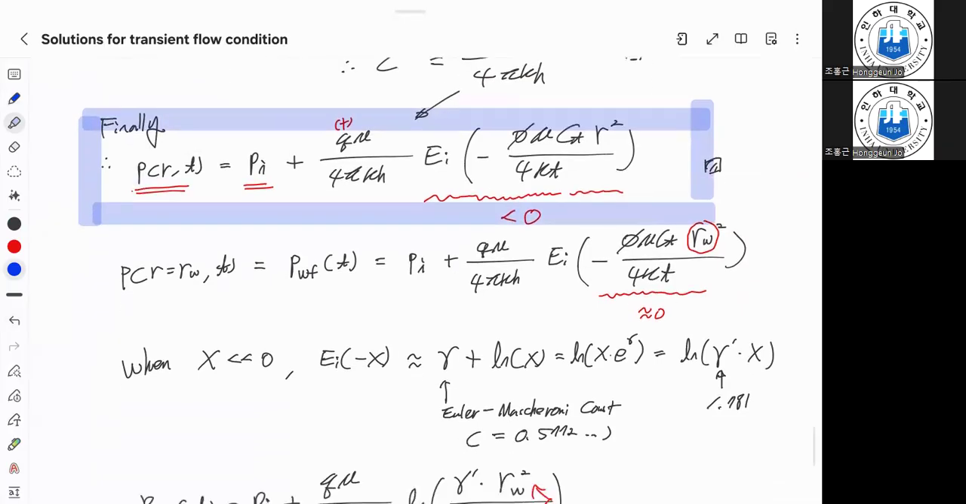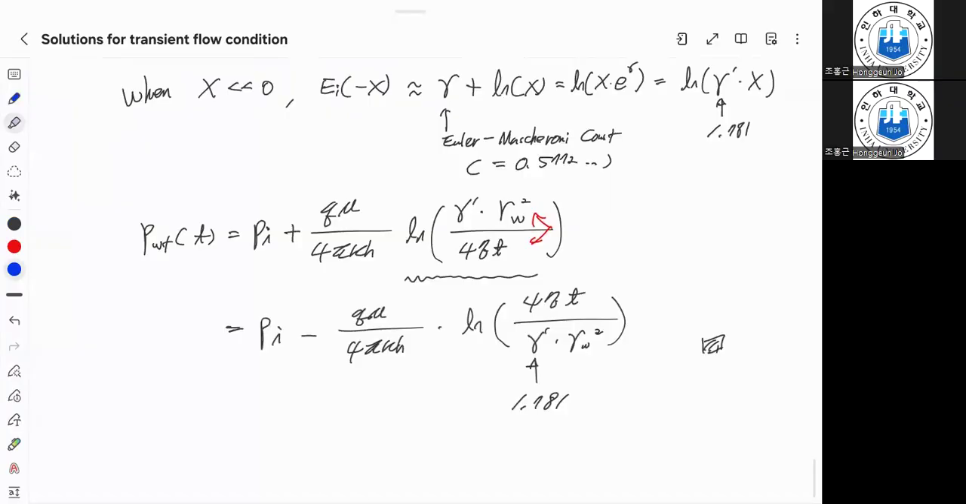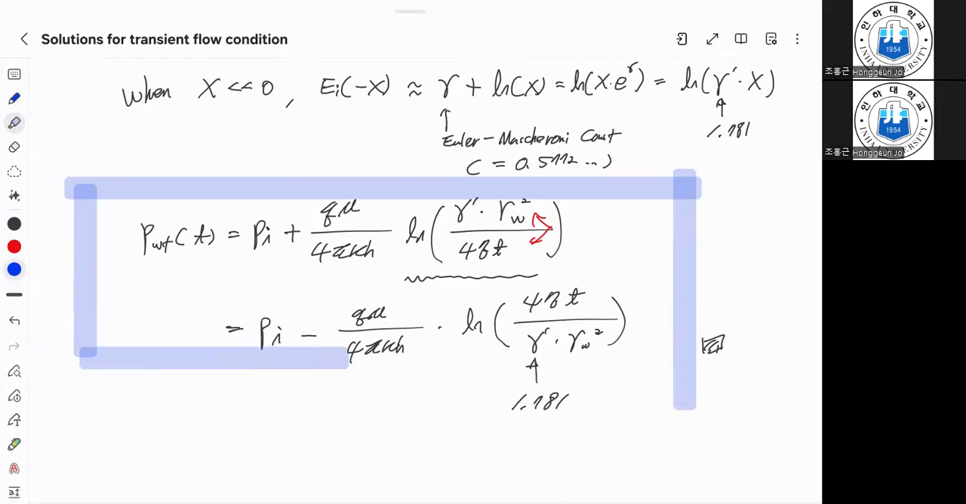But in the special case, if we want to get how the pressure changes and the approximation of the outcomes in the wellbore, we have this equation, and this particular equation will be used in interpreting the well testing, which we will discuss in chapter 7.